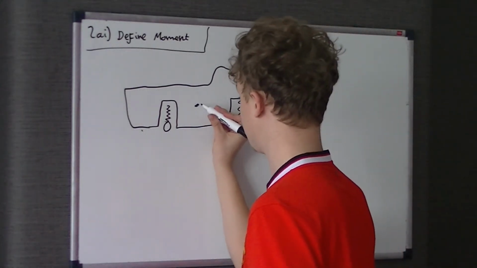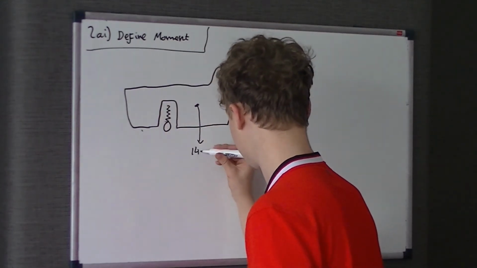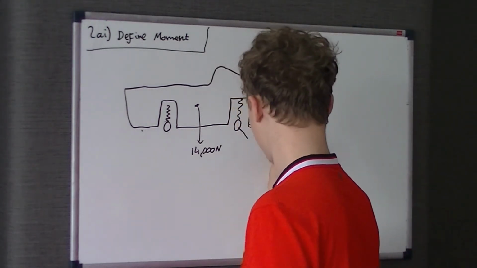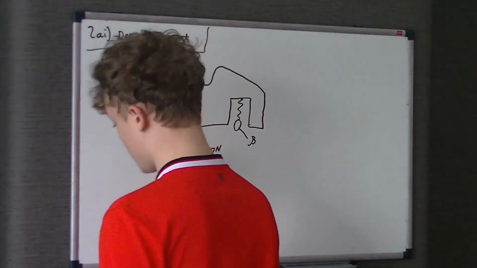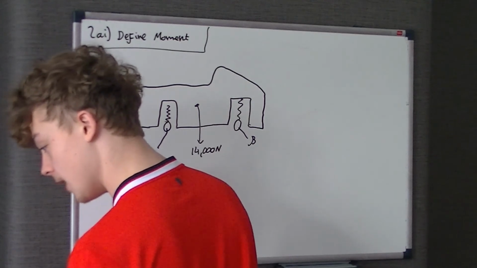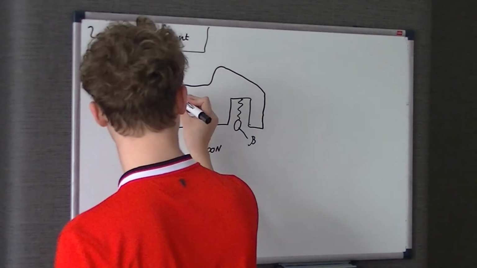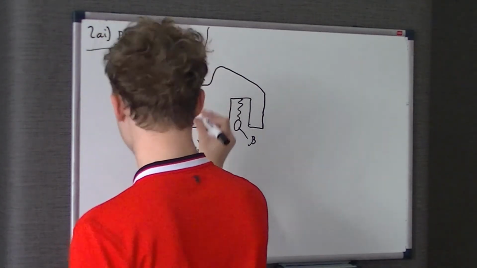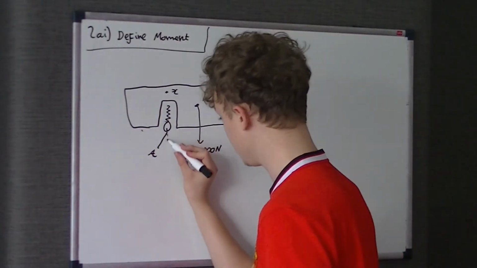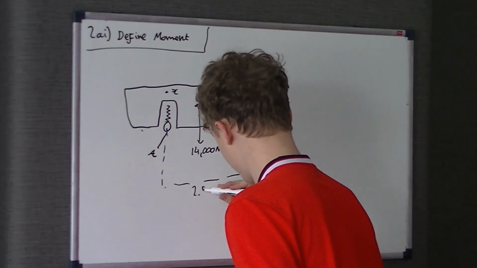Anyway, the centre of mass is here, and the truck has a weight of 14,000 newtons. And the wheel here is point B, and the point here is A. X is just above the wheel. Yeah, so that's point X, and it tells us the distance between A and B, or X and B, is 2.5 meters.